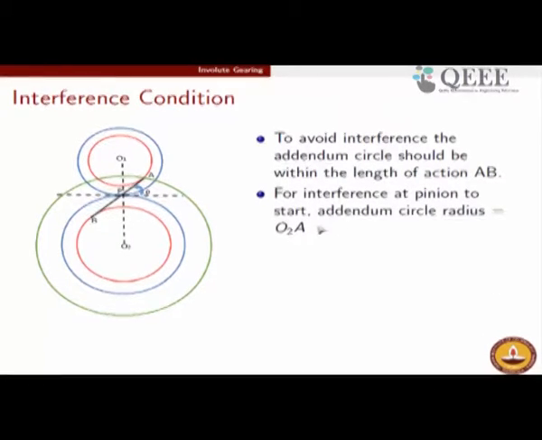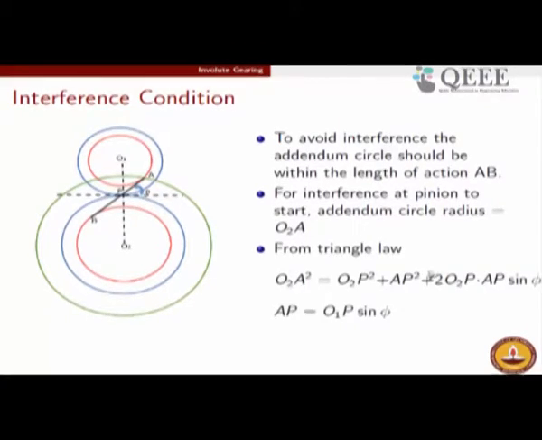So, for interference at the pinion to start, and this is the condition of interference at the pinion, the addendum circle from the other gear, that is the wheel gear, will be at O2A. Here you see that the addendum circle has just crossed point A. Typically, what you would like is that the addendum circle should intersect this line AB at an interior point rather than at the extreme point A. But the way we have drawn this figure, it is just the start of interference, where the addendum circle has intersected the line AB at the extreme point A.